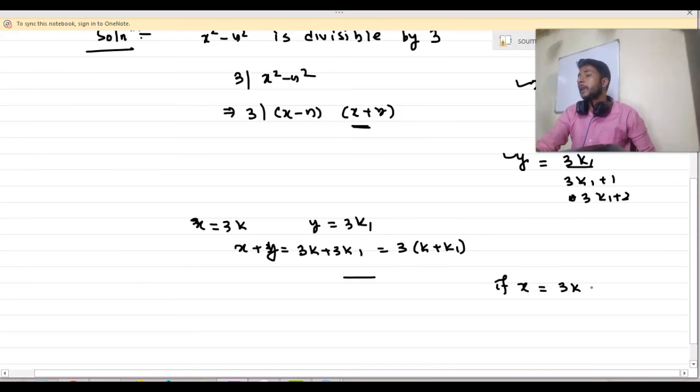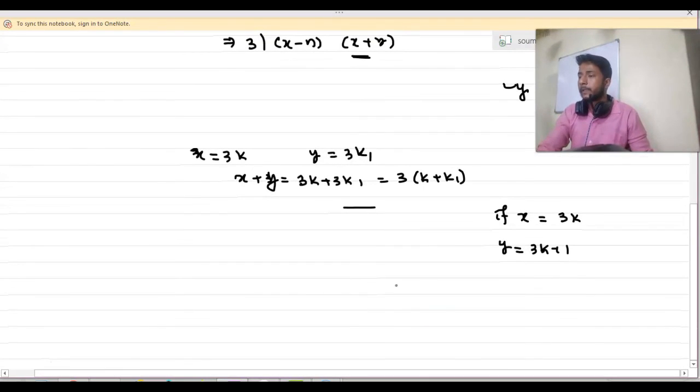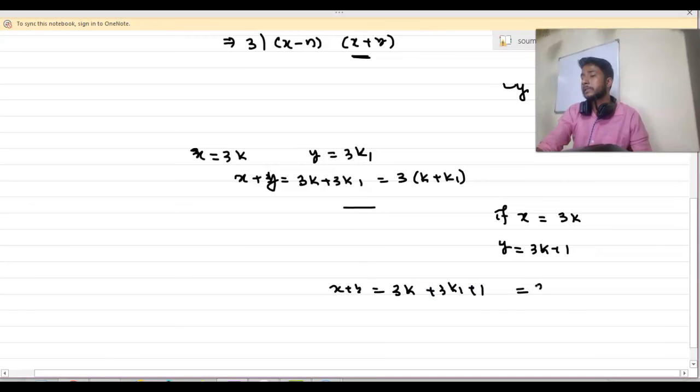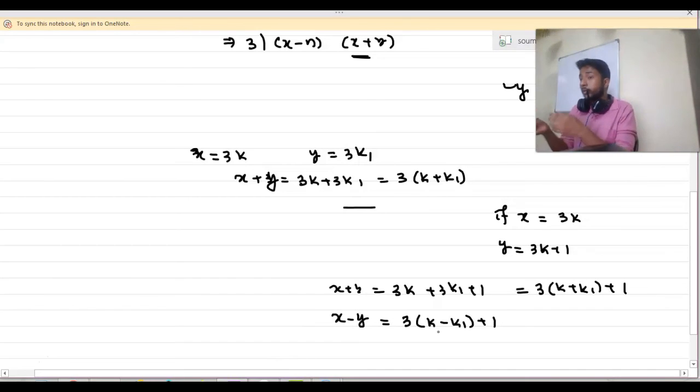Now if x is equal to 3k and y is equal to 3k1 plus 1, then what is x plus y? Then x plus y is equal to 3k plus 3k1 plus 1. In other words, taking 3 common, it is 3 into k plus k1 plus 1/3. Then x plus y is not divisible by 3, and if we try to find the value of x minus y, then x minus y is 3 into k minus k1 plus 1/3. This is also not divisible by 3.